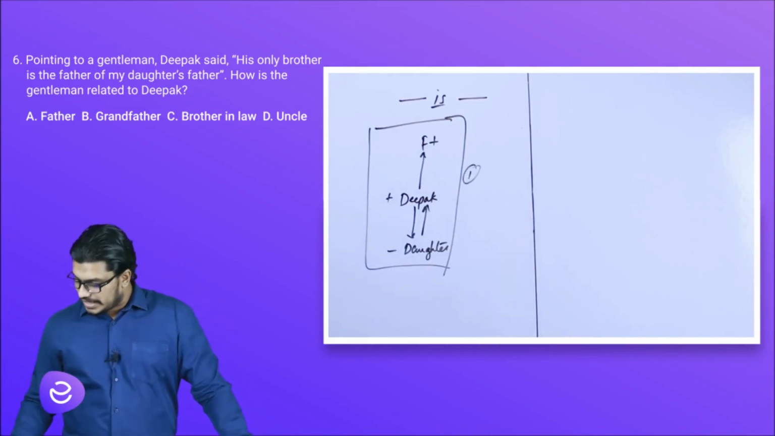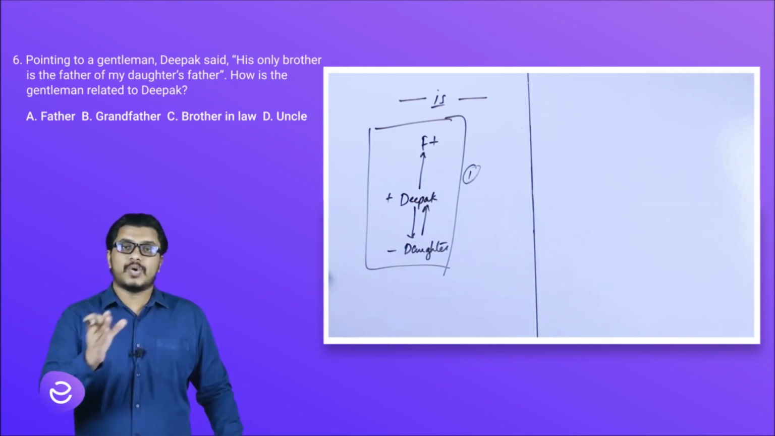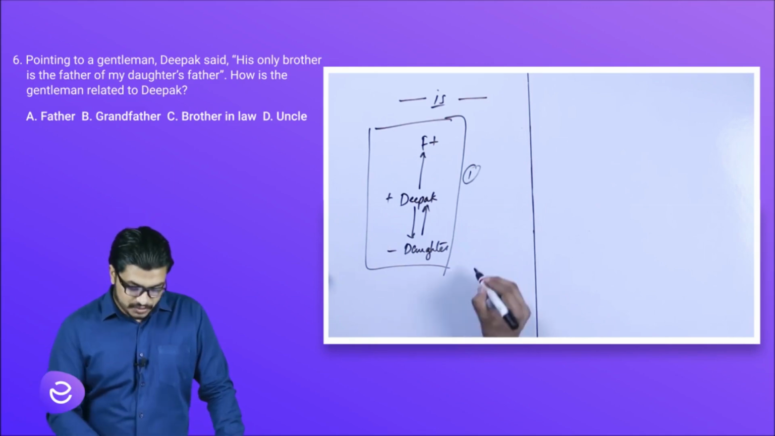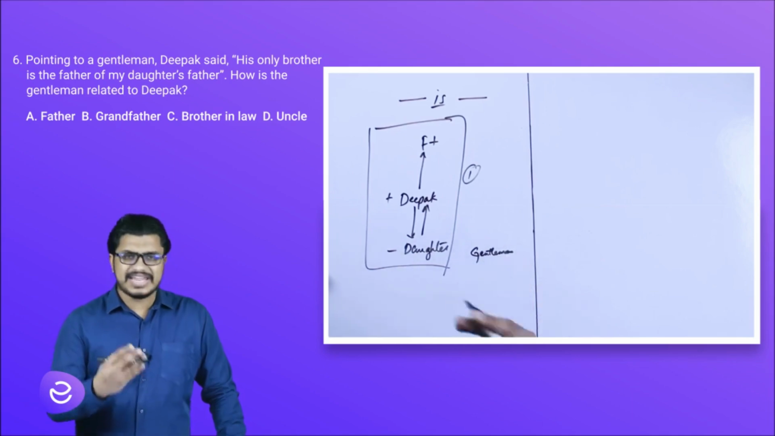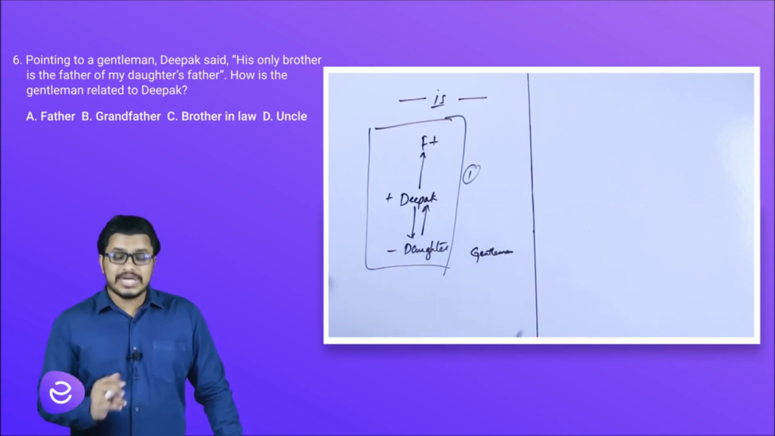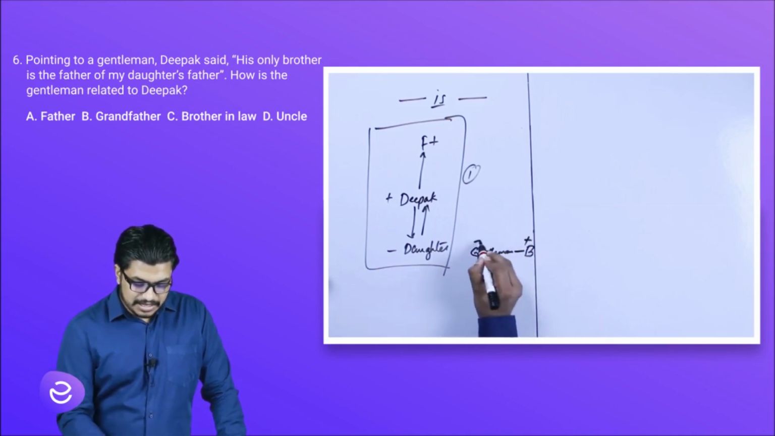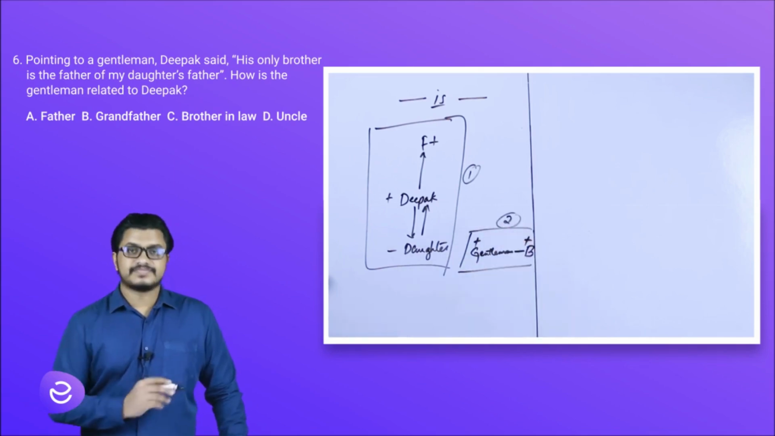Now comes the word "is", and before "is" there is only one thing they're saying, his only brother. So he's speaking about a gentleman. So we have a gentleman here. Just write gentleman, or you can write X or anything, and his only brother, this gentleman's only brother. This is a male, this is also a male. So now we have the second diagram also.